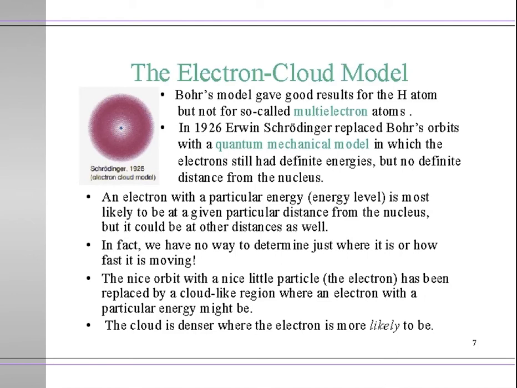So Bohr's model gave us results for the hydrogen atom, but not for all those atoms that have many electrons. So Schrödinger's atom replaced the idea of orbits with the quantum mechanical model. In this model, electrons have definite energies but don't have definite distances or places to be around the nucleus. An electron with a particular energy is most likely to be at a given distance from the nucleus, but it could be other places.